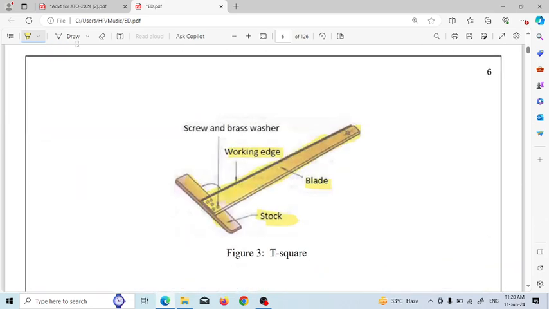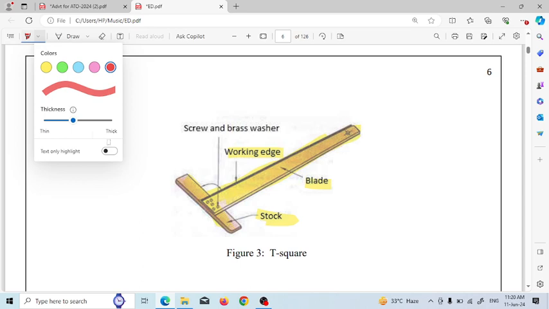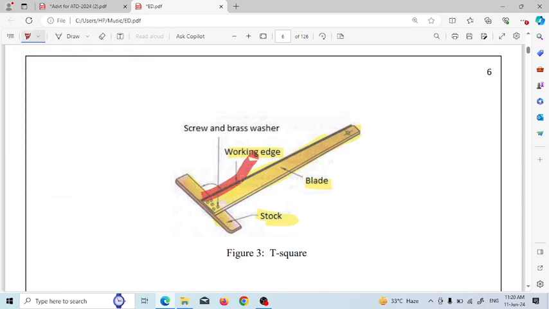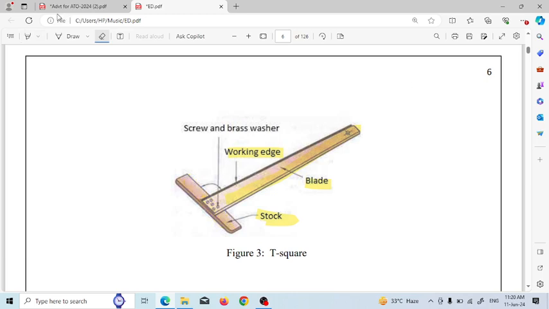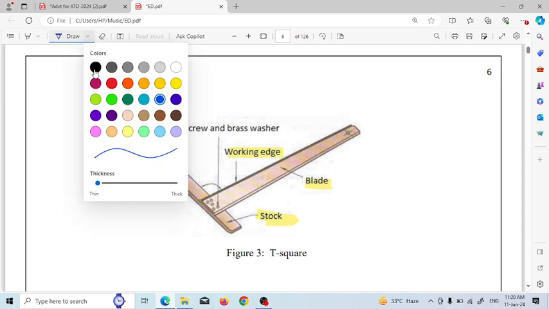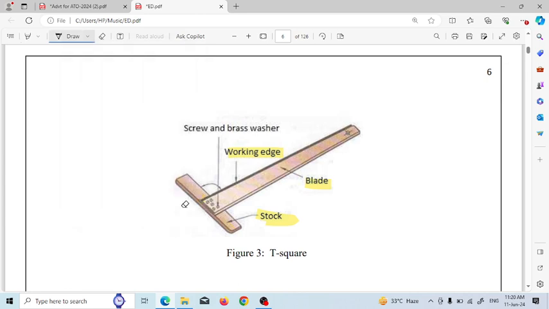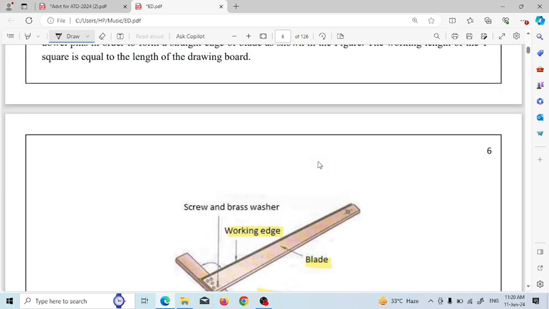So this is the working length. This is the working edge, which is the length of the drawing board.